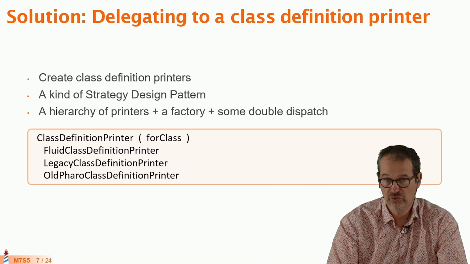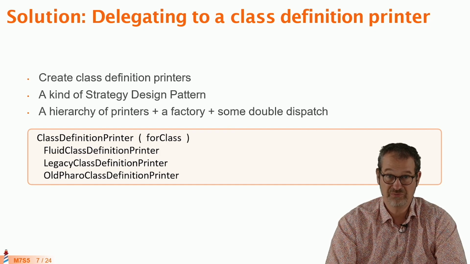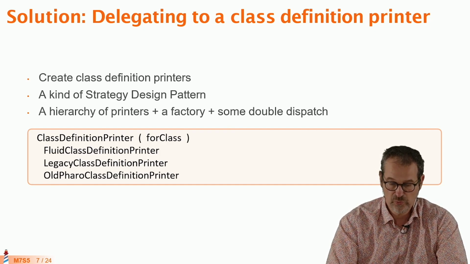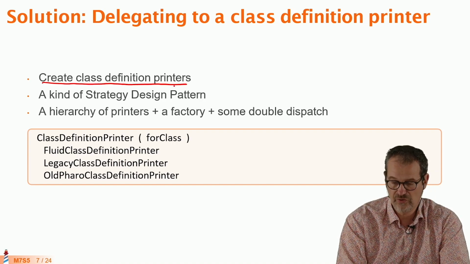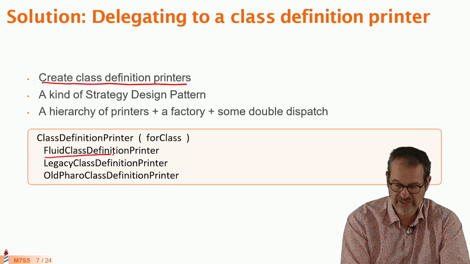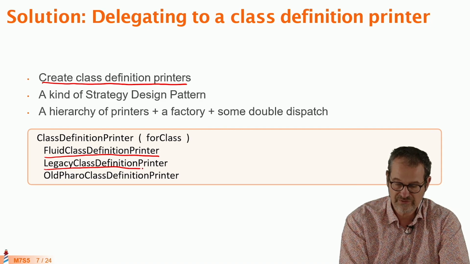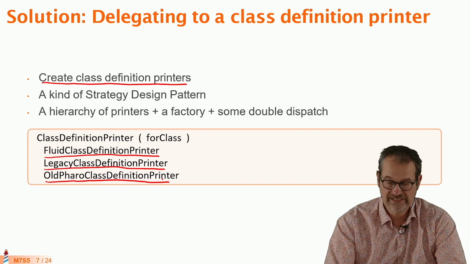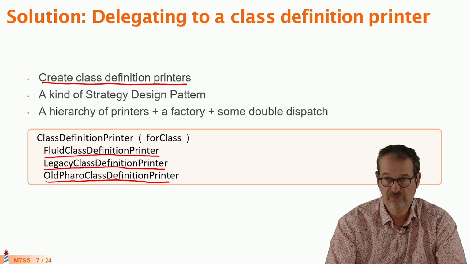So what is the solution? At the beginning of the lecture, we already said that sending a message is making a choice, but to be able to send a message, we needed classes so that we could have instances of different classes where we could send messages, and those messages would select different methods. So this is what we will do here. We will create a class hierarchy of printers where we have, for example, the fluid class definition printer, the legacy class definition printer, and the old Pharo class definition printer. Basically, this is a kind of strategy, and the class will delegate to the printer for its own printing.